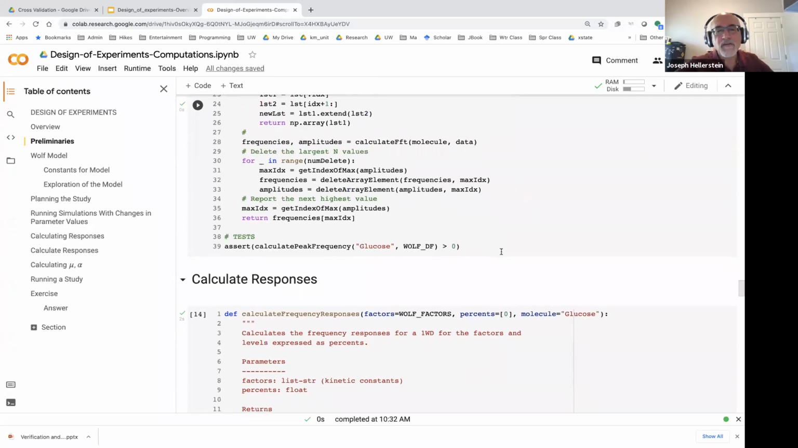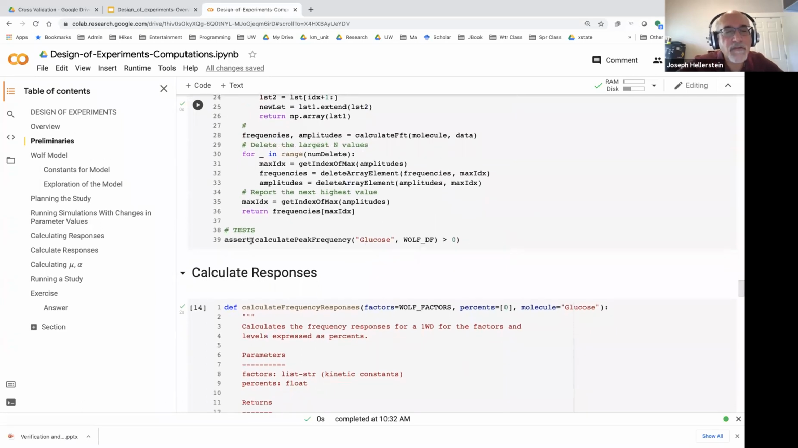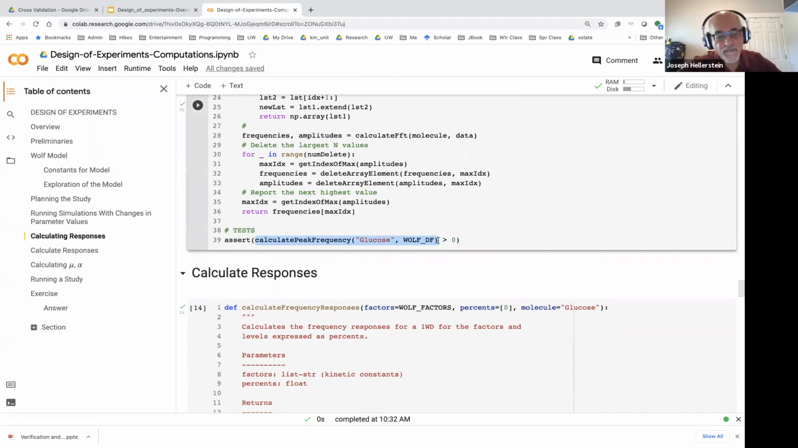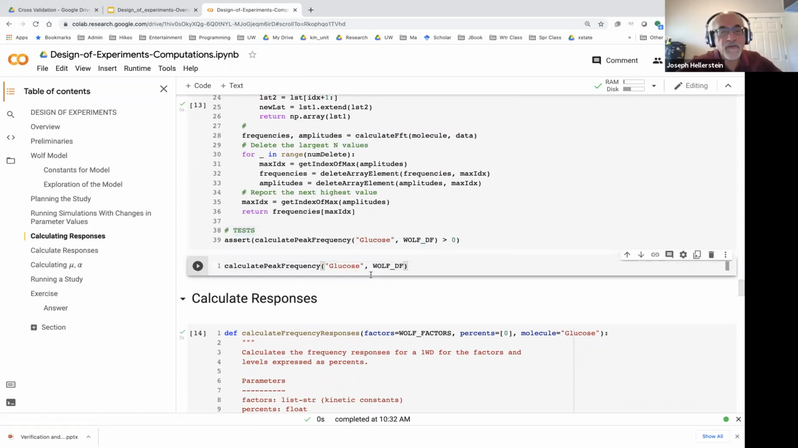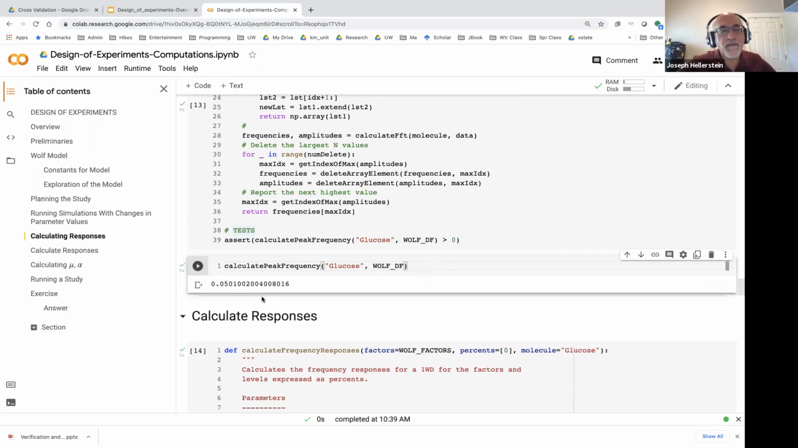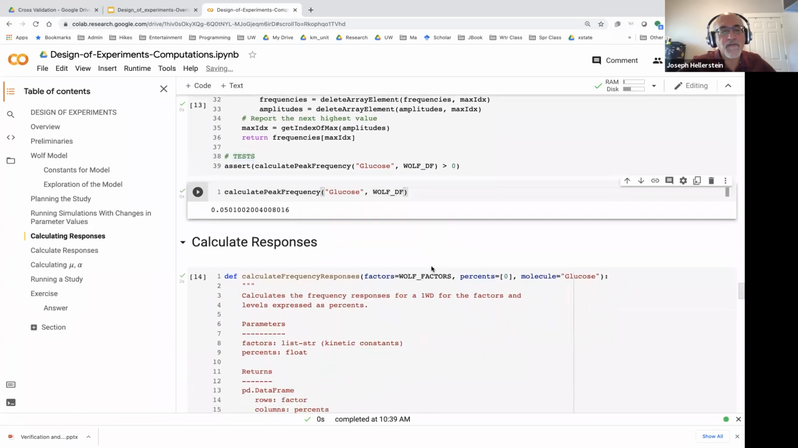Let's do this calculation here and show you what the value is. If I say calculate peak frequency for glucose, this is just a test to make sure it's working right. Yep. Okay, so if I actually do that calculation, calculate peak frequency using the Wolf data, the peak frequency I get is 0.05 for the particular baseline parameters.